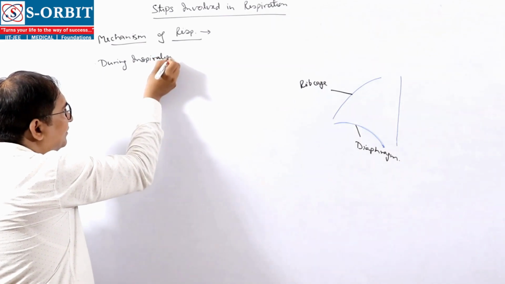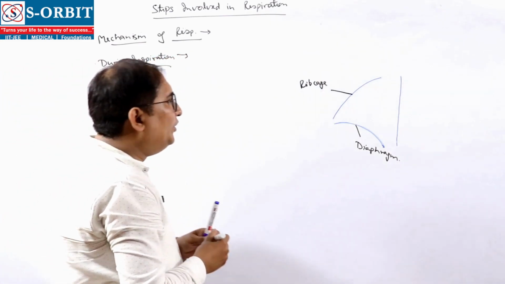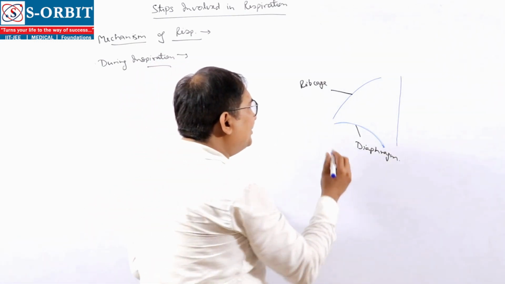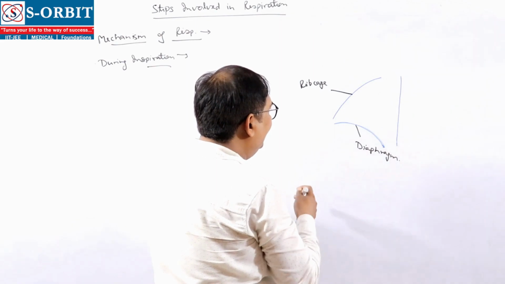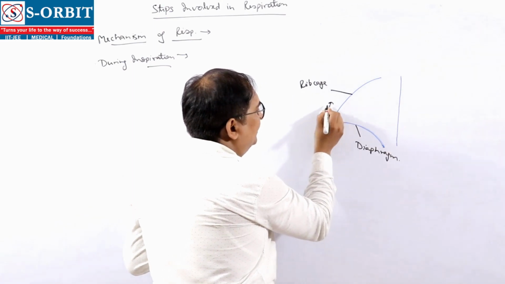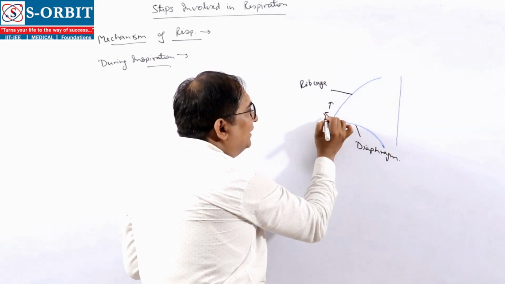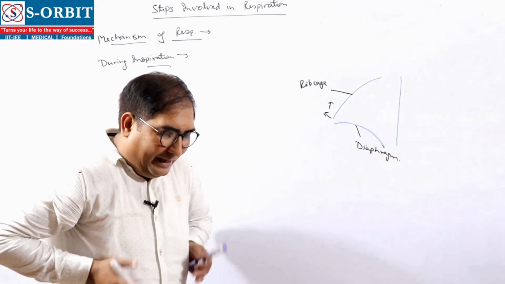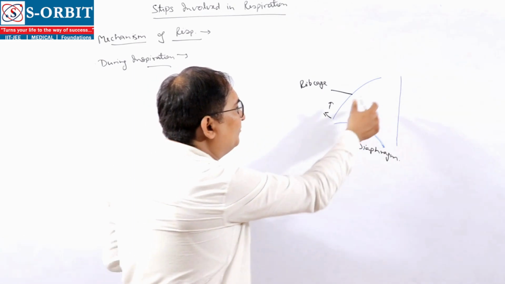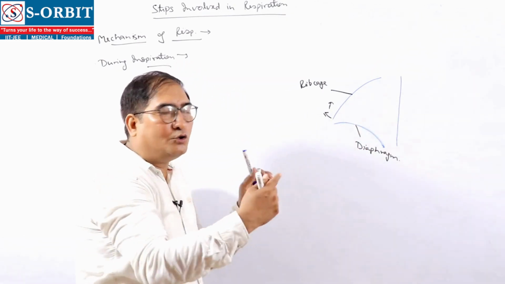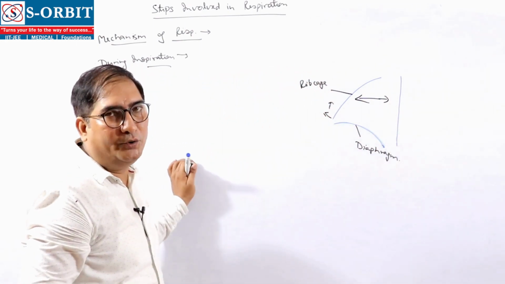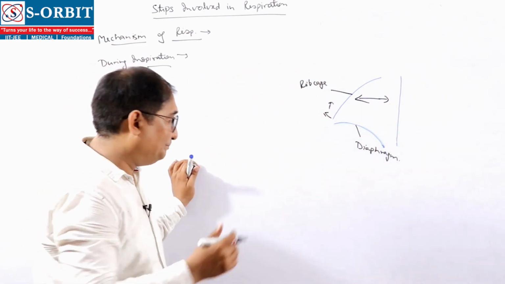Inspiration. What happens? During inspiration, the external intercostal muscles contract, causing the rib cage to go upwards and outwards. This is outward and this is upward, thereby causing an increase in intrathoracic volume in the dorsoventral axis.